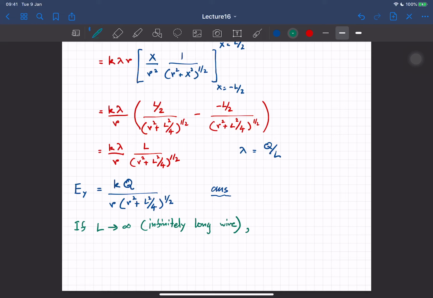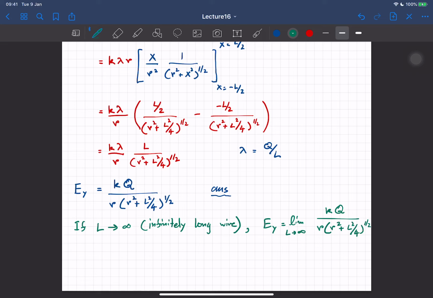then the electric field is equal to E_y. This formula with L going to infinity. So I'm going to write the limit of L going to infinity of kQ divided by r times r square plus L square over 4, to the 1/2 power. Not r, there's no r going to infinity here, it's L. So L goes to infinity like this.